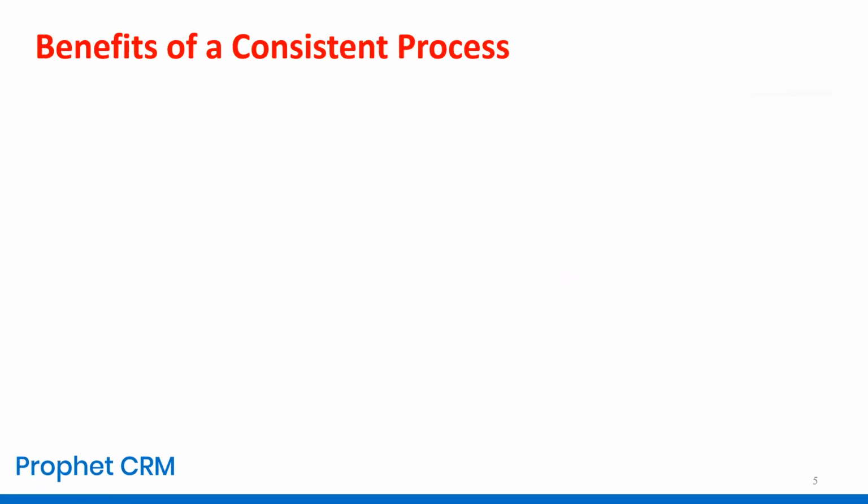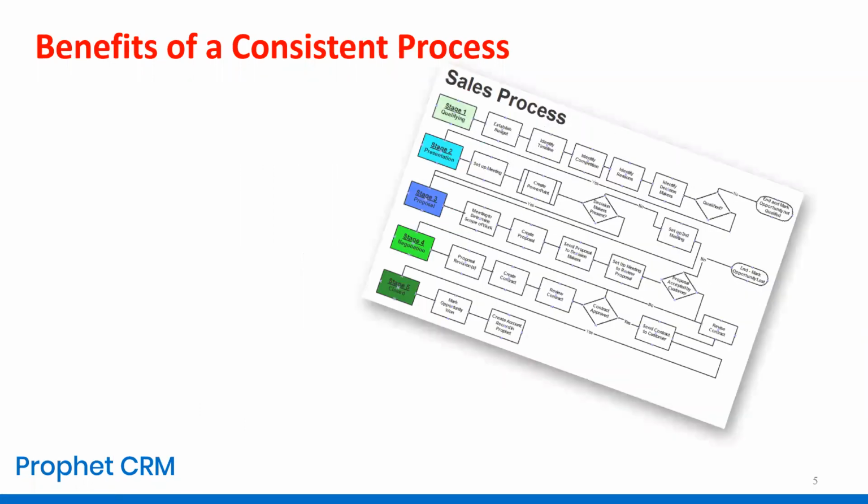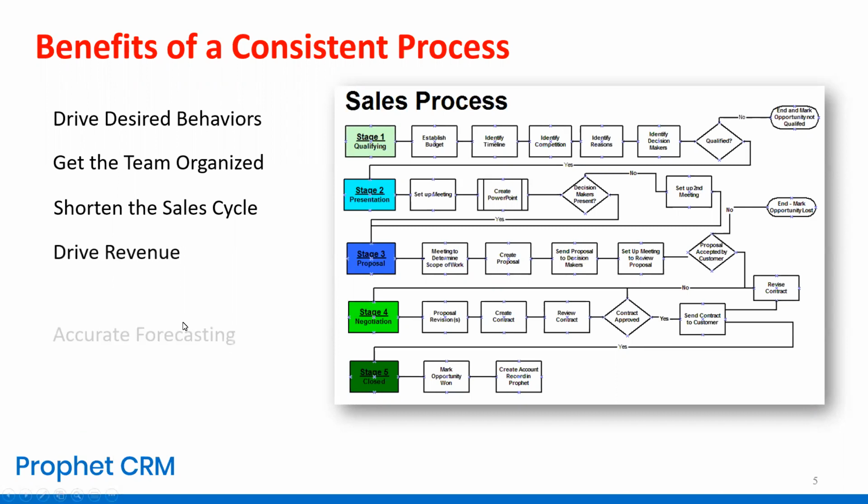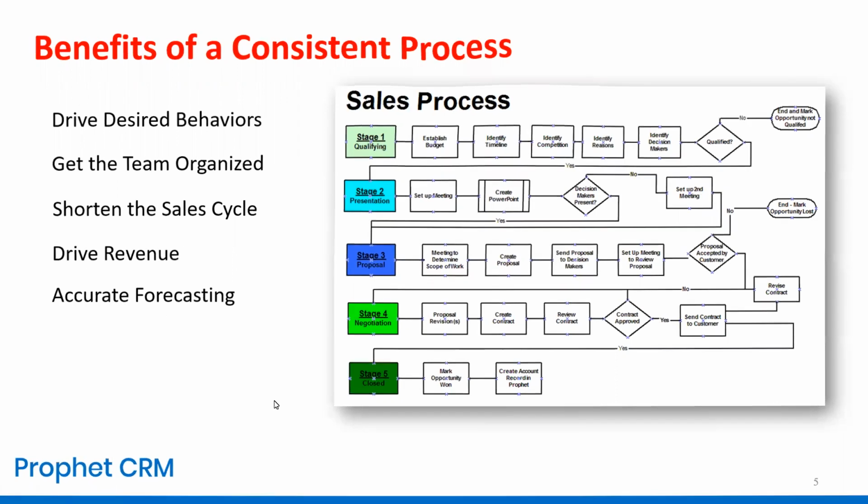Just a little bit more on the process side of things. The benefits of a consistent process are numerous. From the standpoint of a sales process, it helps you drive the desired behaviors. You get visibility of that. It'll help you get everybody organized and working on the same page. It'll help shorten the sales cycle because you'll start understanding how to move a prospect, for example, from one stage to the other, and what kind of processes or activities are involved in doing that. At the end of the day, it's going to help you drive revenue and also help you improve your forecasting, if that's something of interest to you.